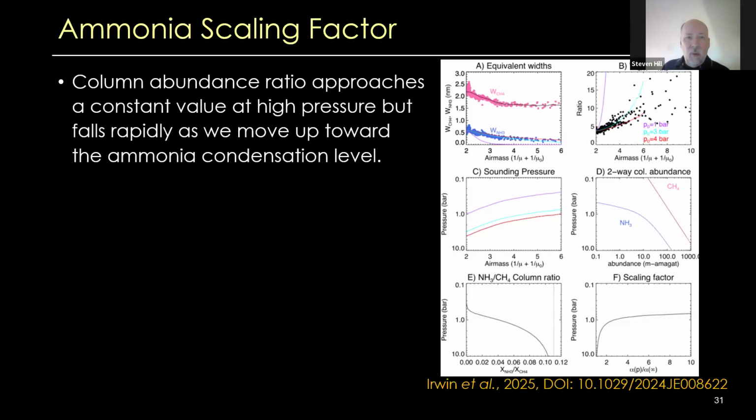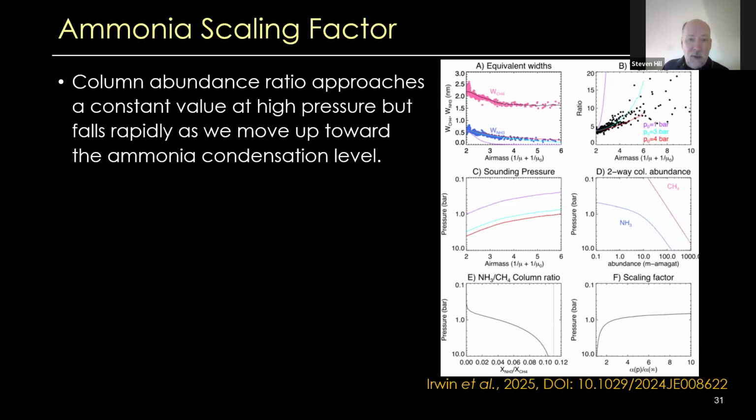So the ammonia scaling factor, where does that come from and how do we compute it? Basically, the column abundance ratios we saw, because the ammonia drops off above 0.7 bar because it condenses out. So the column ratio approaches a constant only at high pressure, but as we move up towards the condensation level, it decreases rapidly. And you can see that in panel D here, the middle one on the right, how ammonia drops off starting a little bit below 1 bar. And the methane is just a straight line.